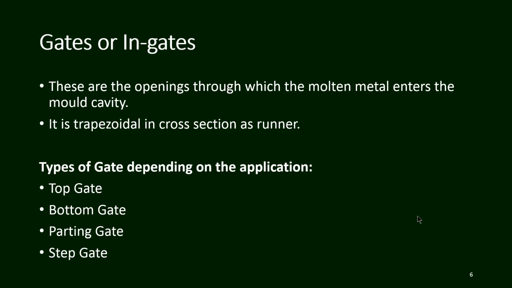Hello everyone. So today I will be talking about the pouring time calculation. Last class, we discussed different types of gates, isn't it? One was top gate, bottom gate, parting gate, and a step gate. And we have already discussed that in case of top gate, the time for filling the mold is minimum, isn't it? And in case of bottom gate, it was maximum, and parting gate it was in between top and bottom.